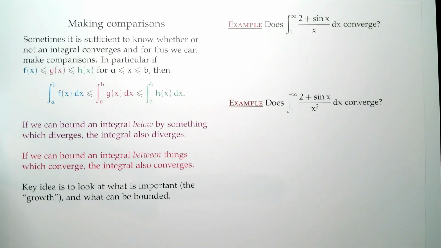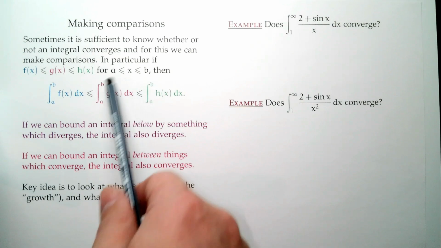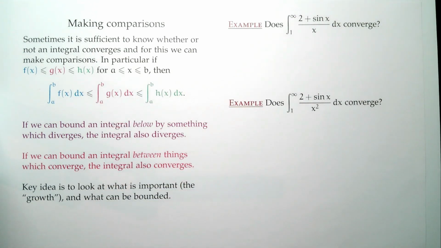On the other hand, if I can bound something above, so maybe I want to say, does this converge? I can say, well, look, it's below something which converges. Then that says, look, I'm below something which can't be big. So I also can't be big. So that forces me to converge. So the idea is, I can bound things, and by bounding them, I can understand how big things can get.